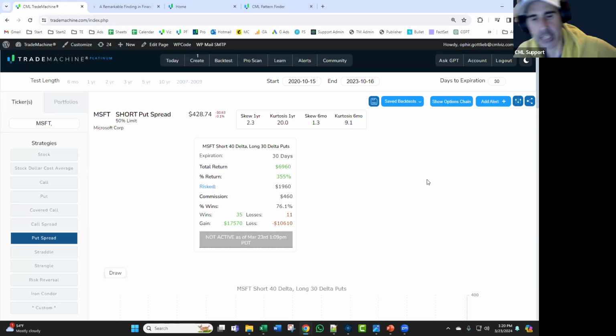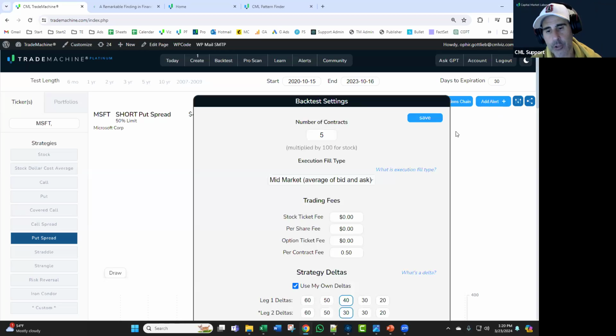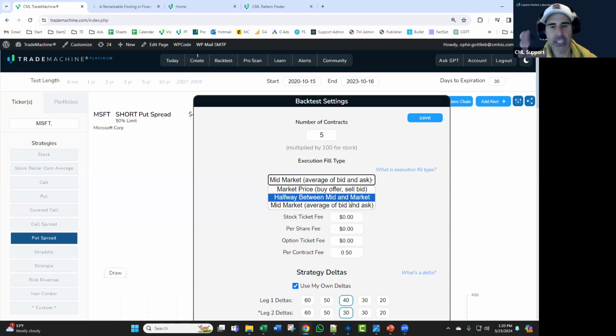And then you can decide what you're using. Are you using the bid and the offer? Are you using mid-market? The default for TradeMachine is mid-market, but you can choose other ways. It's not 100% clear, so I'll just say it. Let's say a market is zero bid at $1. We all know mid-market would be 50 cents, halfway in between zero and $1.